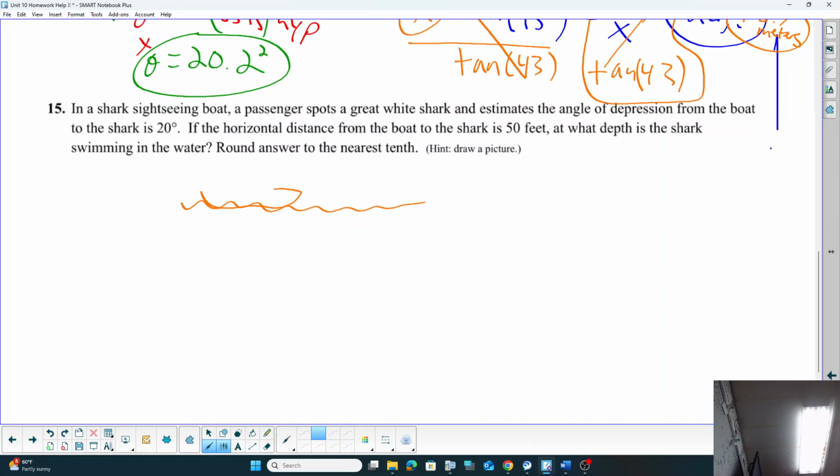So here's our boat. Okay, so angle of depression goes across and it goes down. And so here's our shark.